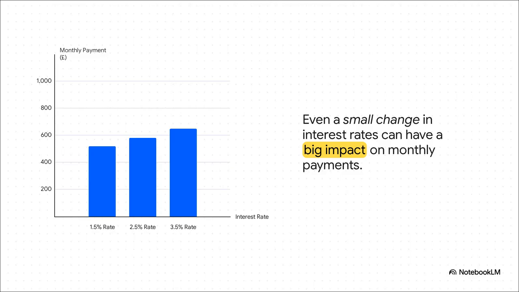Okay, now look at this. See what happens to the monthly payment as the interest rate changes. At a 1.5% rate, your payment is about £520. But if that rate jumps just 1 percentage point to 2.5%, the payment goes up to £583. That's a pretty big increase every single month, and it shows you exactly why even these small shifts in interest rates end up making big headlines.